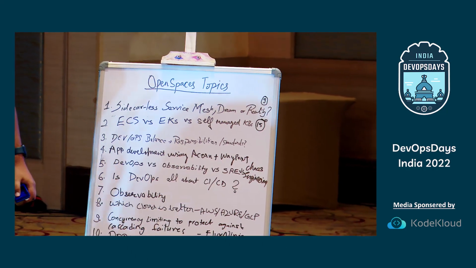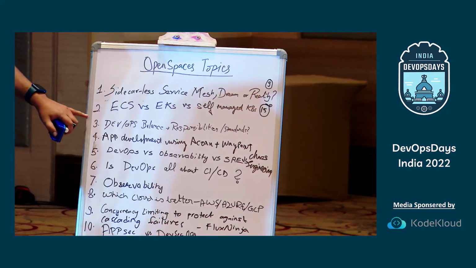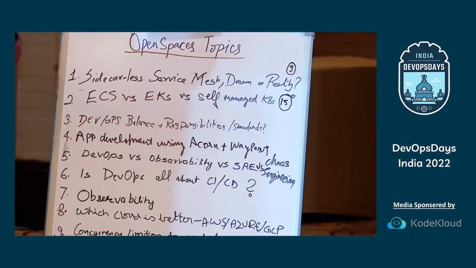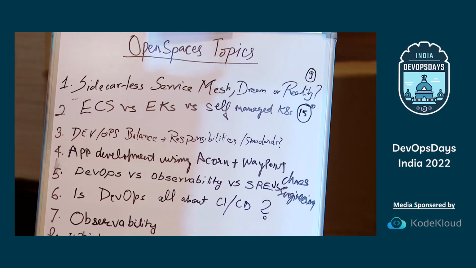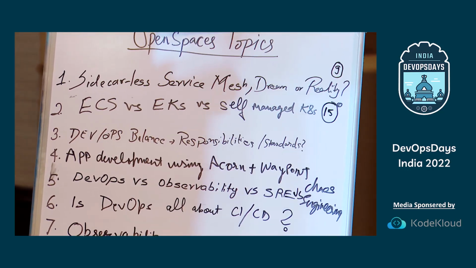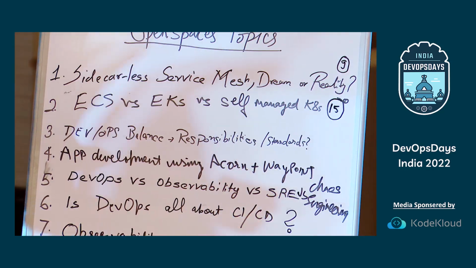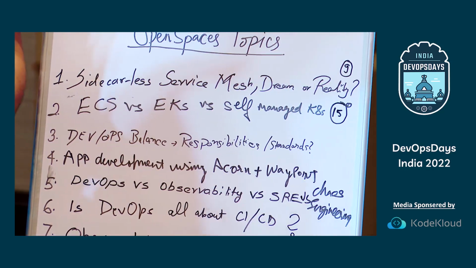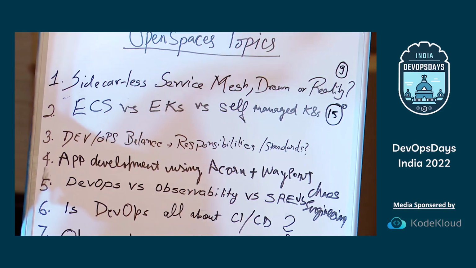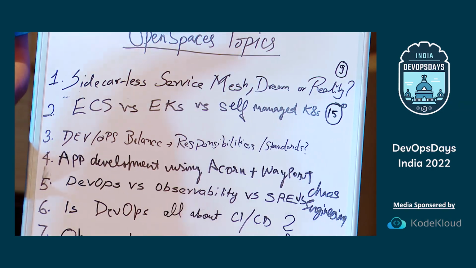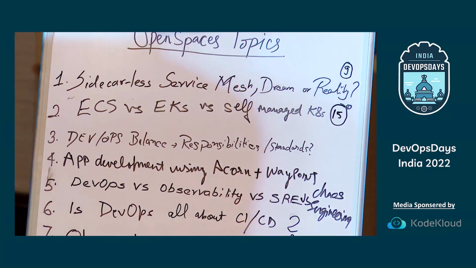Third topic is DevOps balance, responsibilities and standards. Another thing you can add is, if you have suggested a topic, you can say what you want to talk about in this topic specifically. So who has written that topic can come here and talk about it, or add more people to your group so as to get more votes. You're free to do that as well.